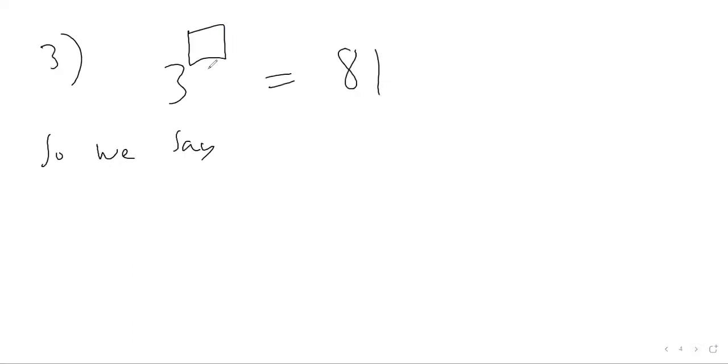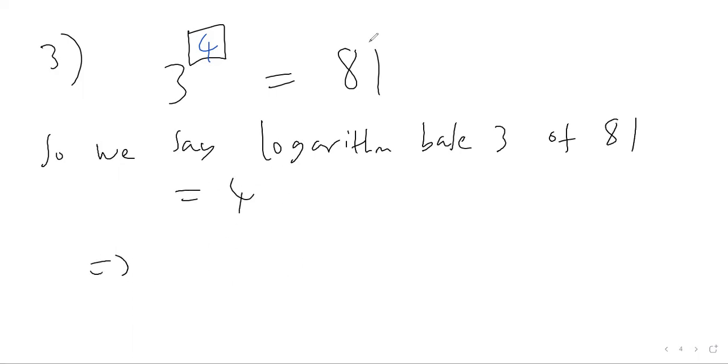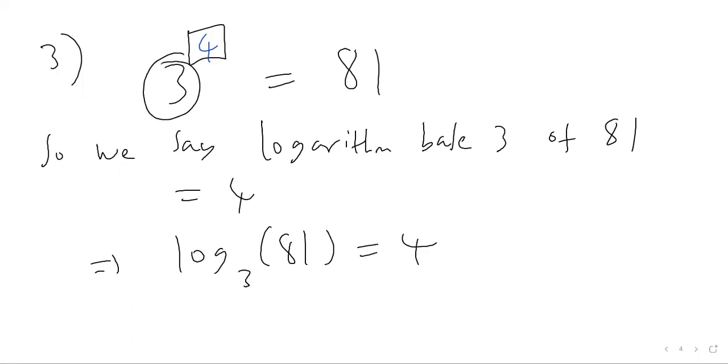Now let's go to the next one. If we've got 3 to the power of something equals 81, what would be the power? We know that 3 times 3 times 3 times 3 is 81, so 3 to the power of 4 gives us 81. So we say the logarithm of base 3 of 81 is equal to 4. In notation, in a maths exam, we'd say log base 3 of 81 is equal to 4, because 3 to the power of 4 equals 81. Again, these logarithms are telling us the power that we raise this number by to obtain this number.